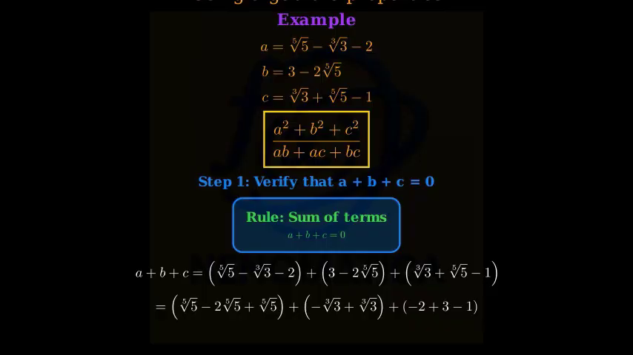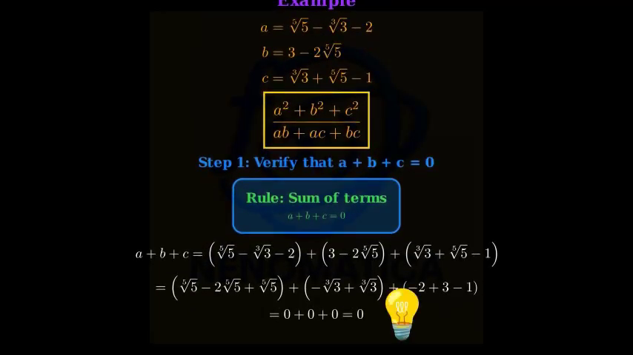For the cube root of 3 terms, we have negative cube root of 3 plus cube root of 3, which equals 0. For the constant terms, we have negative 2 plus 3 minus 1, which equals 0. So, a plus b plus c equals 0 plus 0 plus 0, which is 0. This is a very important observation that will help us solve the problem.